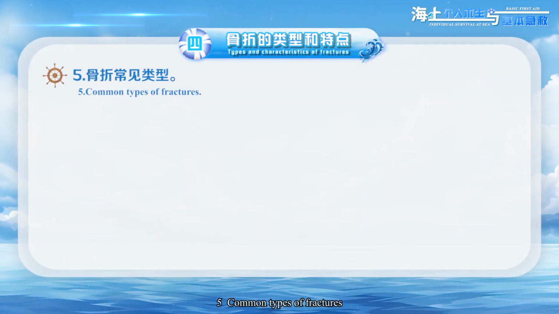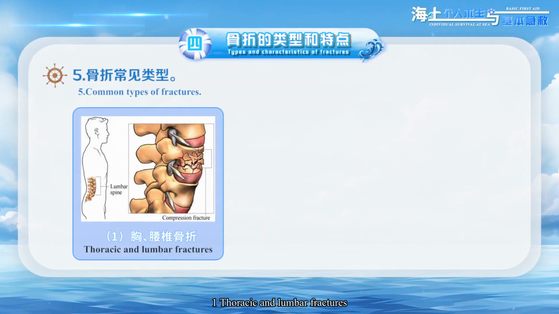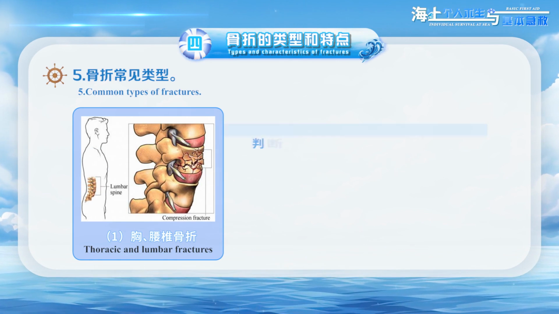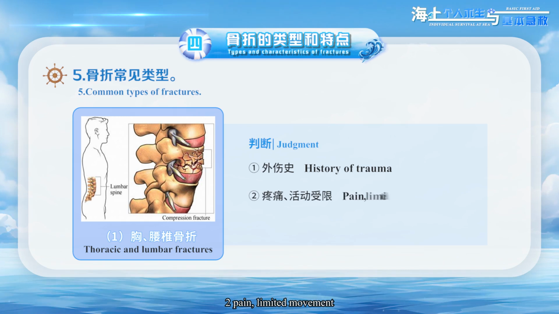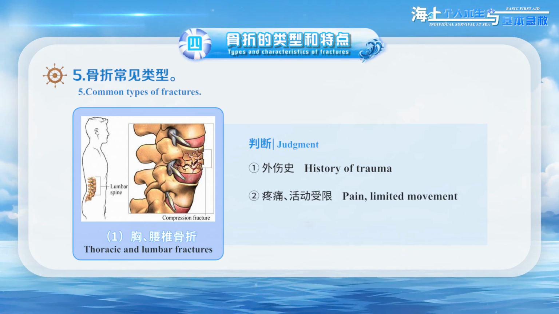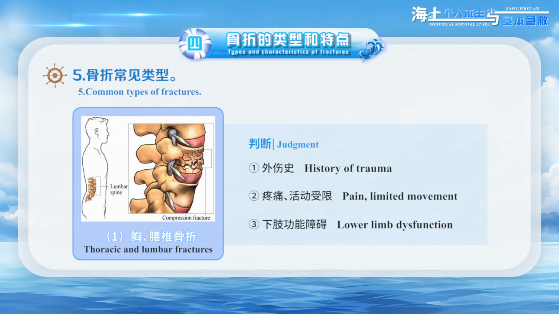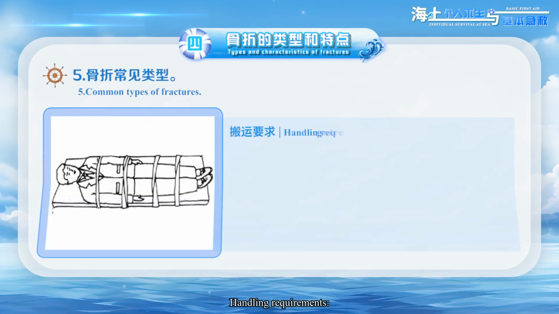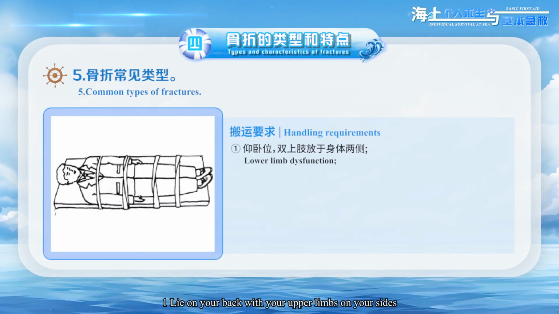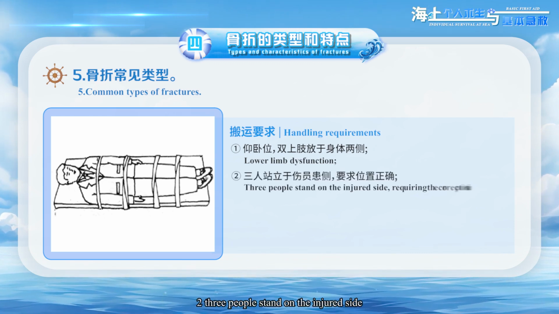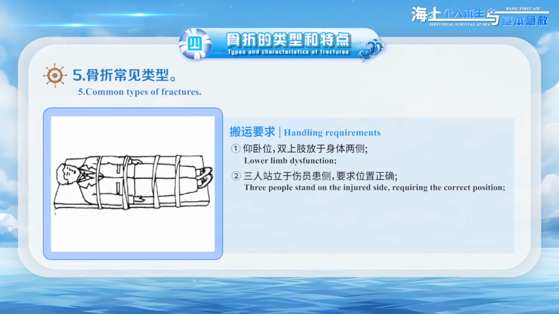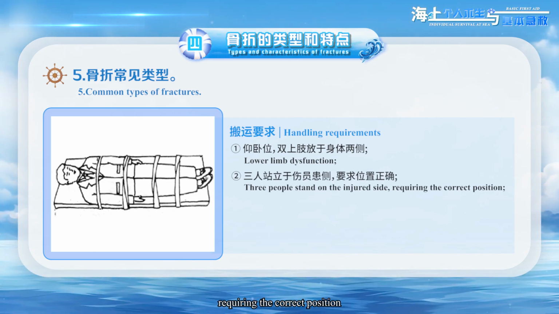5. Common types of fractures: 1. Thoracic and lumbar fractures. Judgment: 1. History of trauma. 2. Pain, limited movement. 3. Lower limb dysfunction. Handling requirements: 1. Lie on your back with your upper limbs at your sides. 2. Three people stand on the injured side, requiring the correct position.